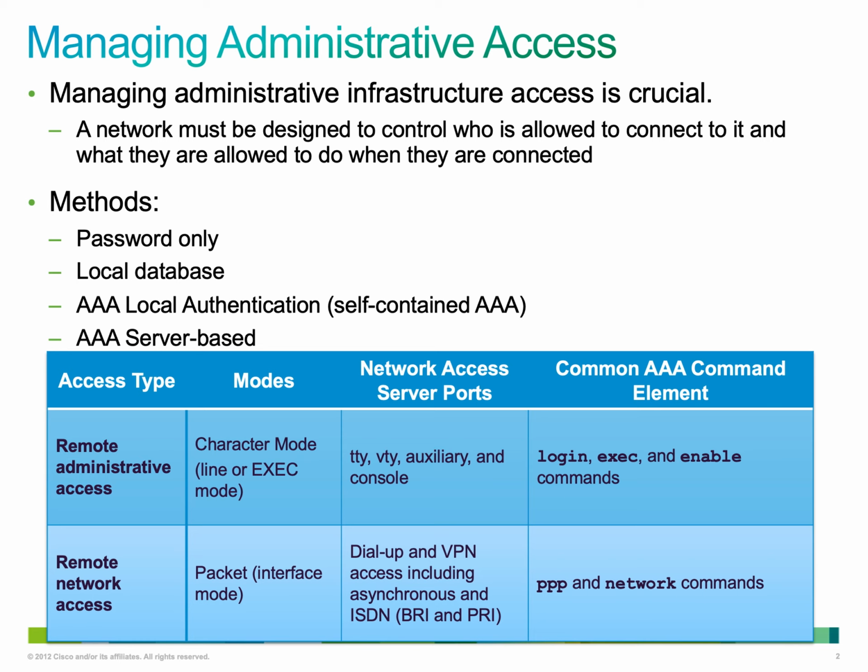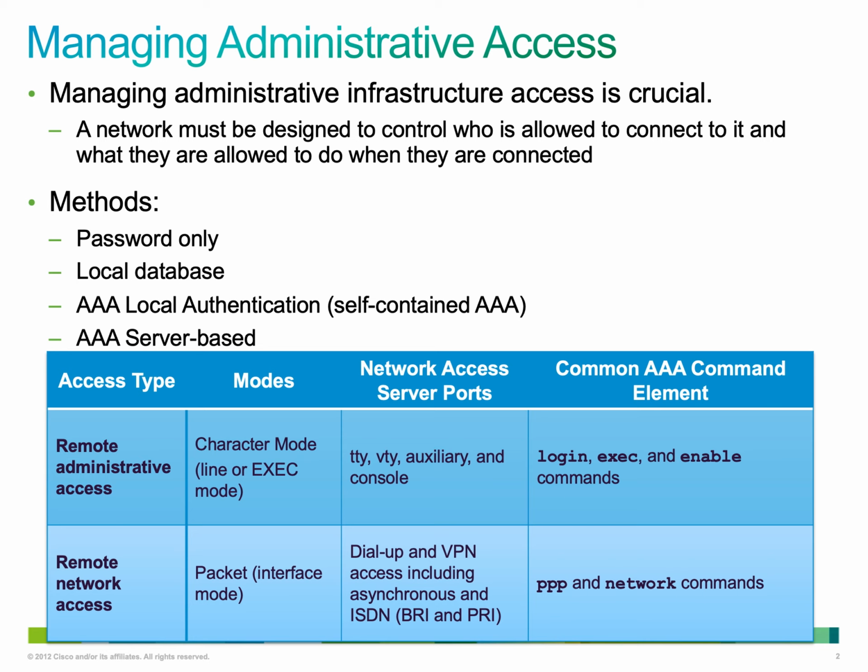Now, first of all, we have two types of access. We have the remote administrative access, and the second one, the remote network access. So you may have access to the network, but you may not have administrative privileges. For remote administrative access, the mode is usually the character mode. That's the line or exec mode, because you configure and so on. So you have this mode of access.